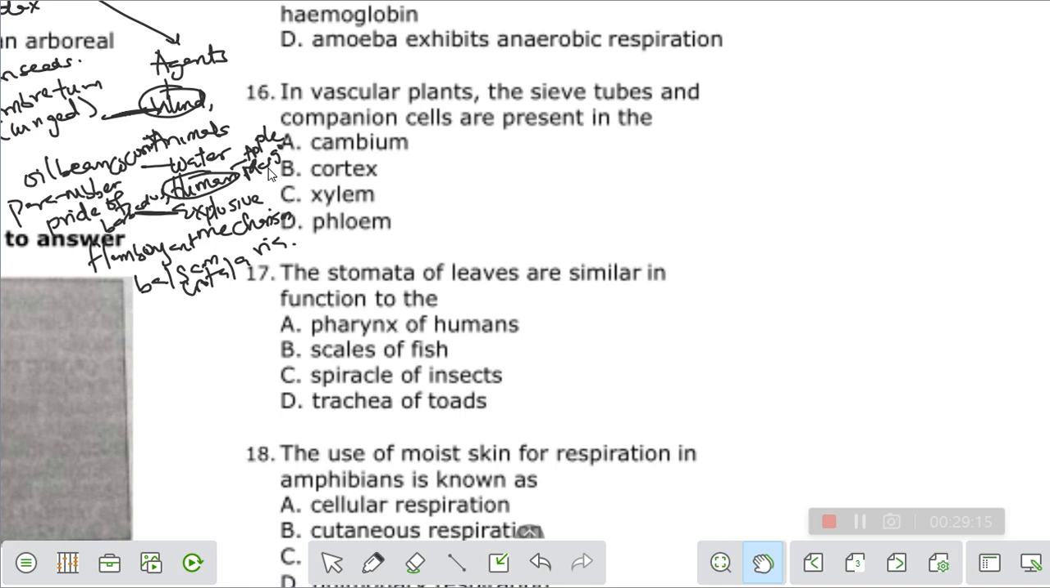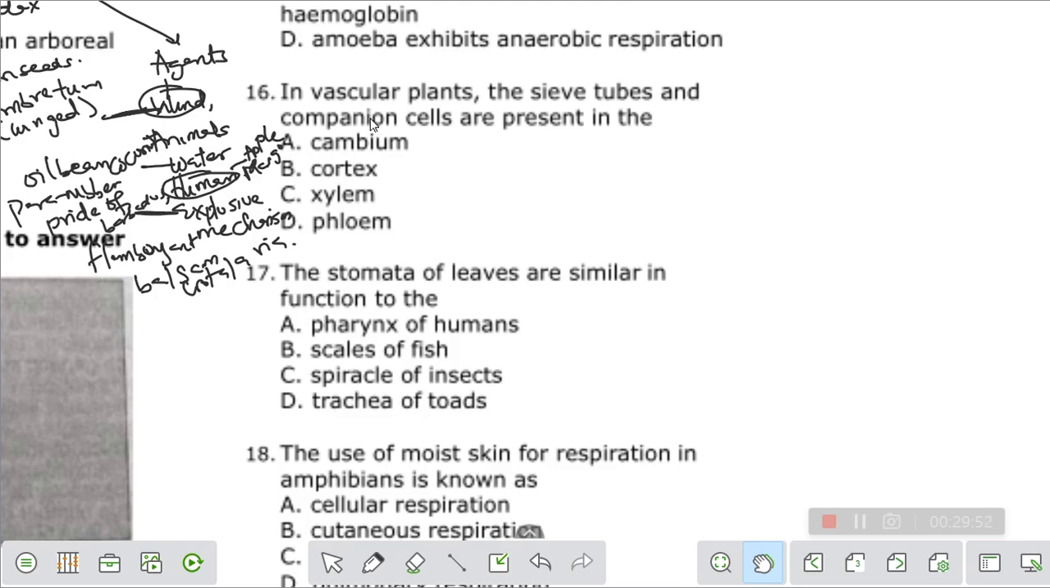Here was the answer. Though this is not a live video, I want you to be able to know the answer. So in vascular plants, the sieve tubes and the companion cells, where are they present? They are present in the phloem. That's the answer. That's where we have them. It's just phloem tissues.